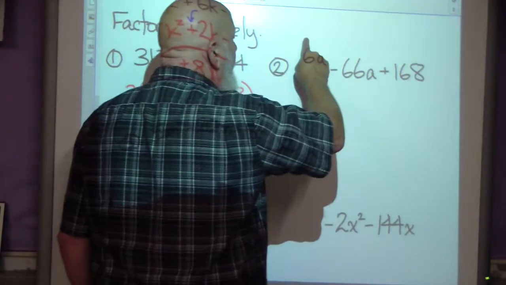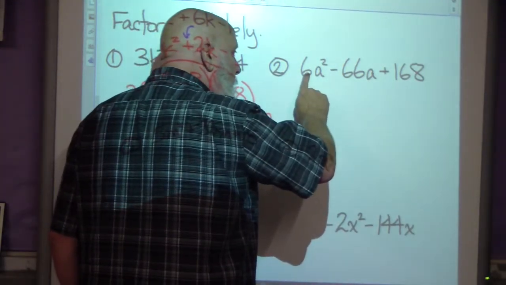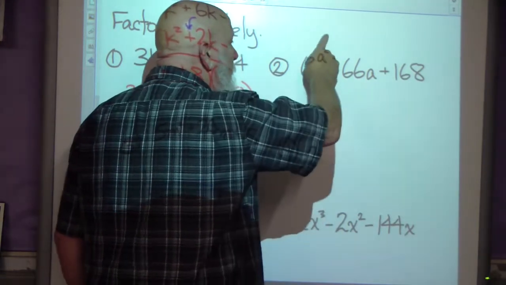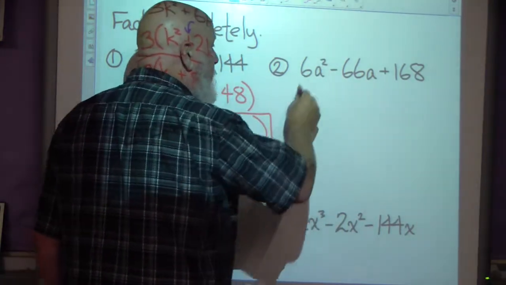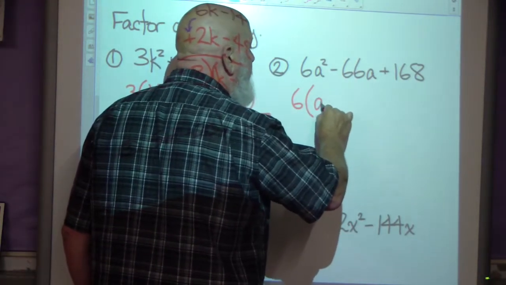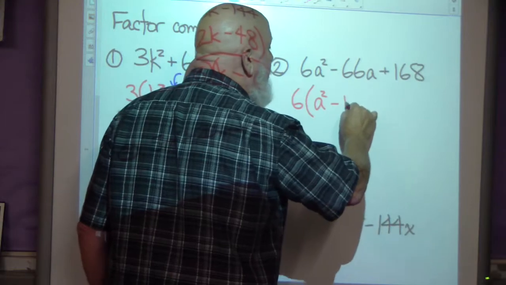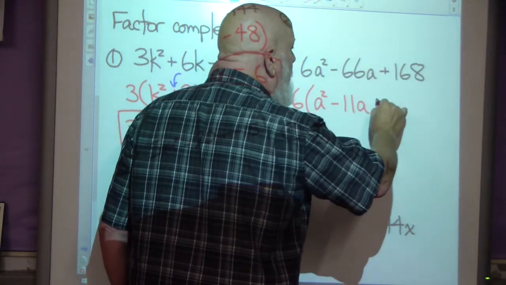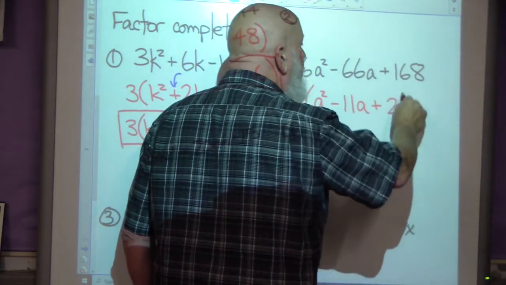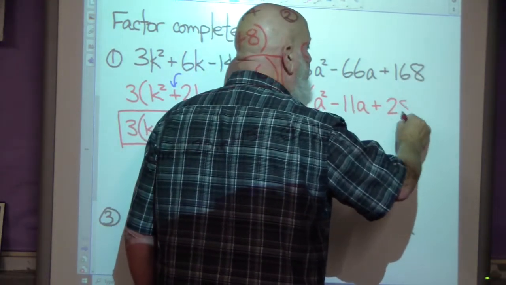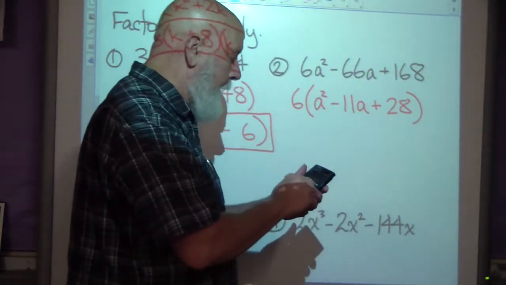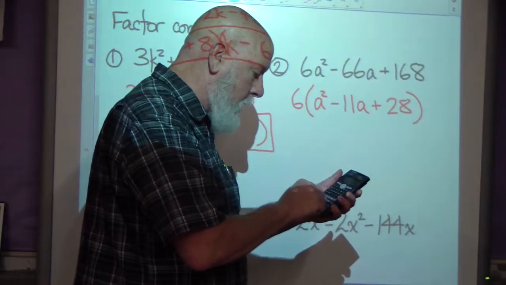Look up here, I see that A is not a 1, so I'm going to check to see if all of these will divide by 6. Okay, so here we go. I'm going to try to factor out a 6. That leaves me with A squared minus 11A plus, let's see, 6 goes into 16 twice with a remainder of 4. 6 goes into 48 8 times, is that right? Again, let me check my arithmetic because I'm a brain damaged old man.